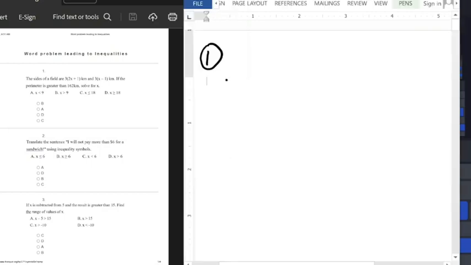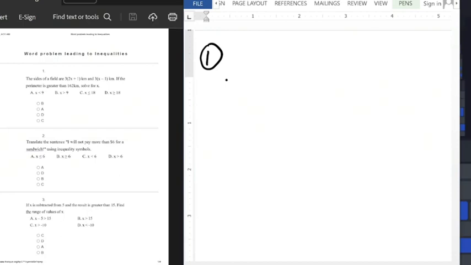So the first question I have here is: the sides of a field are 3(2x + 1) kilometers and 3(x - 1) kilometers. If the perimeter is greater than 162 kilometers, solve for x.